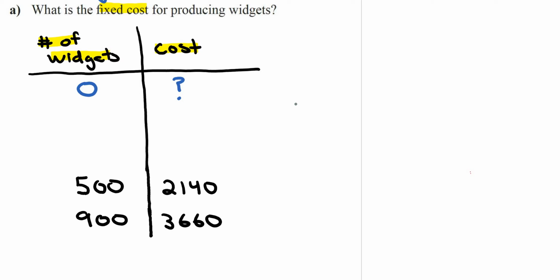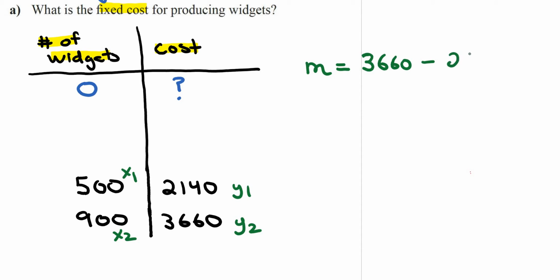If you want to figure out the slope, we can easily use the slope formula. So m, which stands for slope, is y2 minus y1 over x2 minus x1. Here is your y2 value, here's your y1 value, here's your x2 value, and this is your x1 value. If I insert those numbers into the slope formula, we would get 3,660 minus 2,140 all over 900 minus 500.